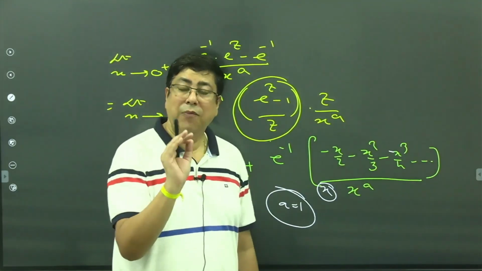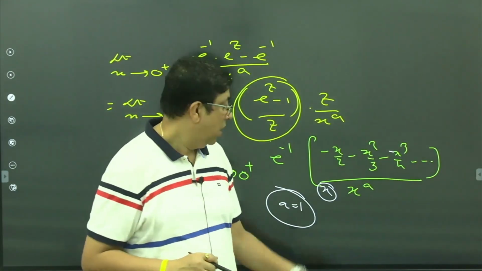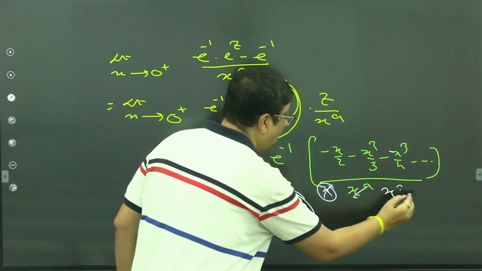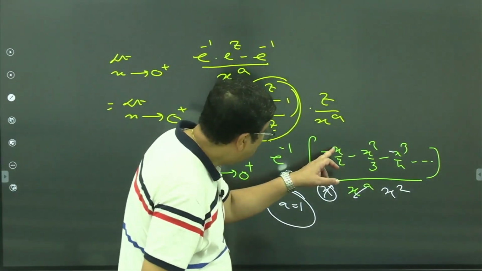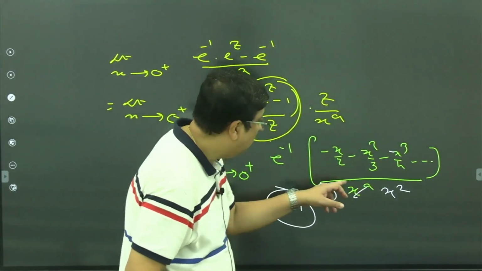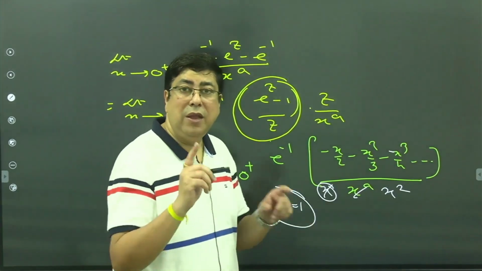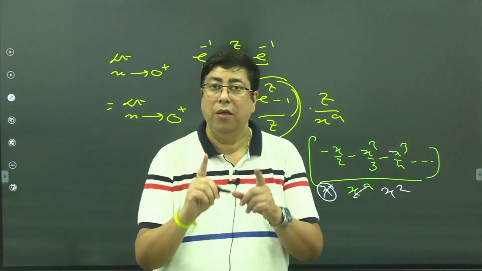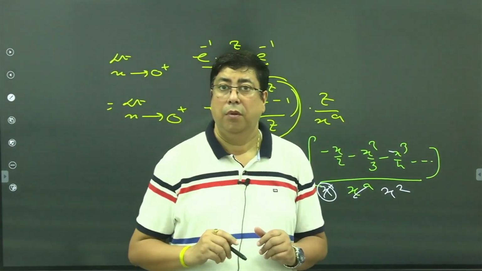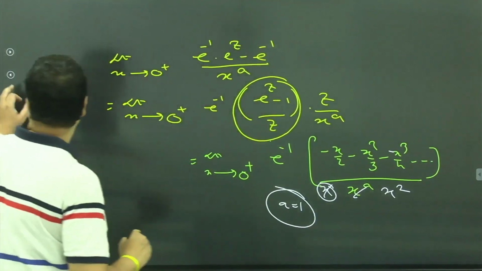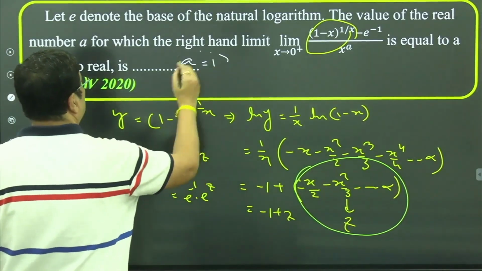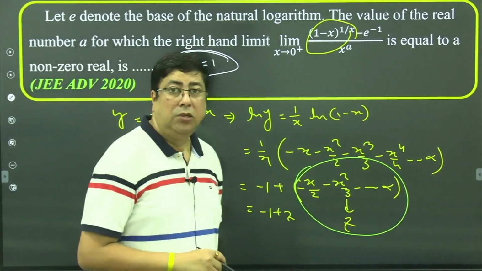Suppose if a is 2, then what will happen? If a is 2, then it will be x square. Now if we divide this x part by x square, the denominator is coming 0, the limit does not exist. That means a should be 1 to give you the non-zero number. Okay, so I am putting here a equal to 1. So that's all, everybody.